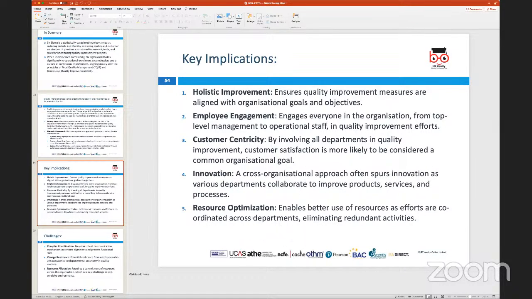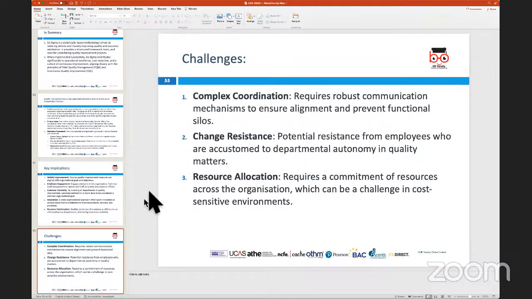Innovation, resource utilization, all these tend to be advantages if quality is applied across the organization as an activity to improve process and product quality. And some of the challenges that it could pose could be, say, things like complex coordination. Within large companies or within smaller companies, you would find this as a problem wherein things are not very well defined, they're not clearly documented.